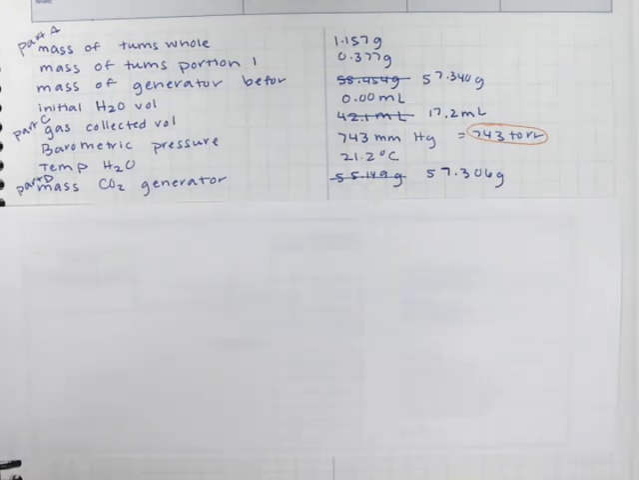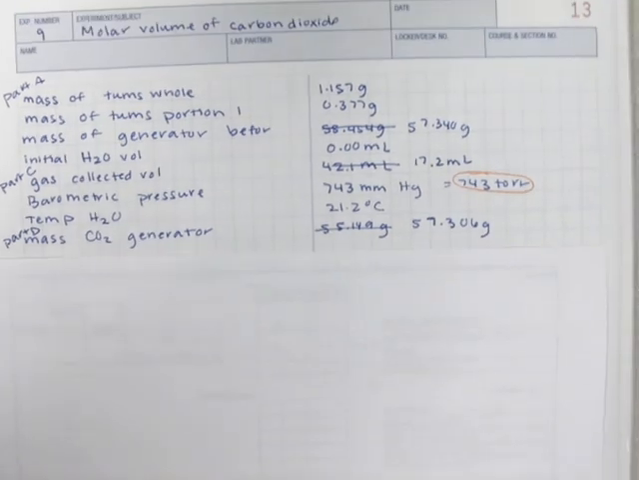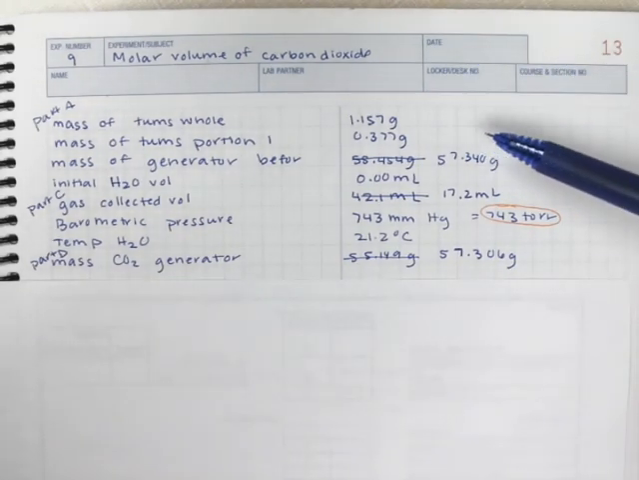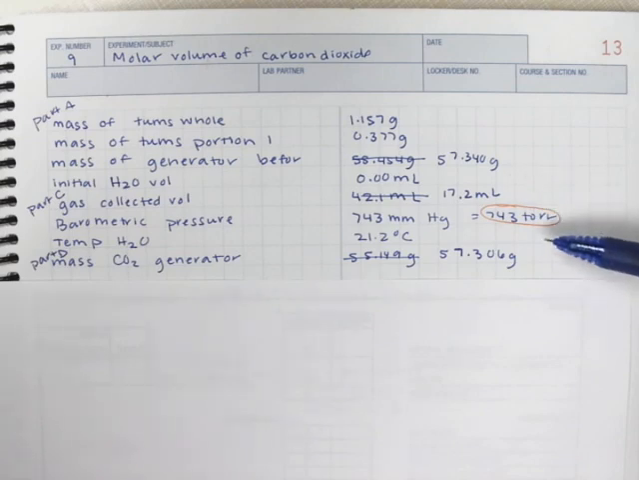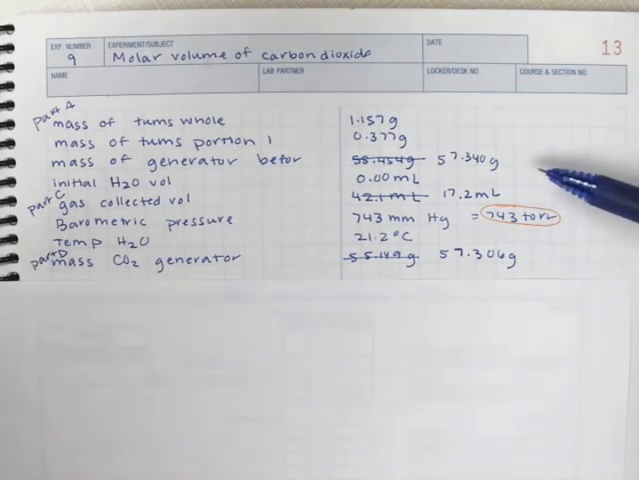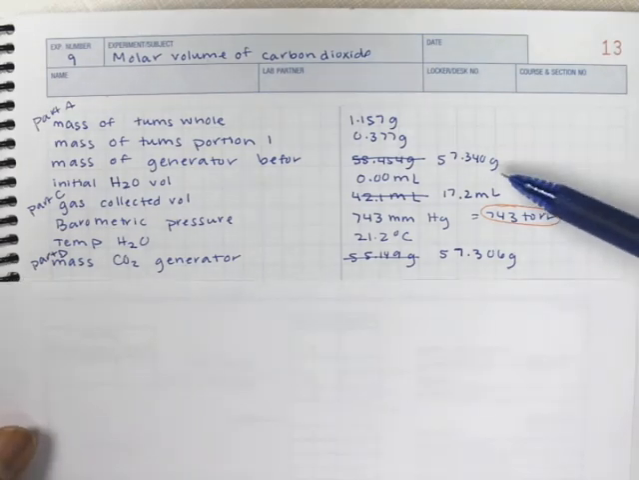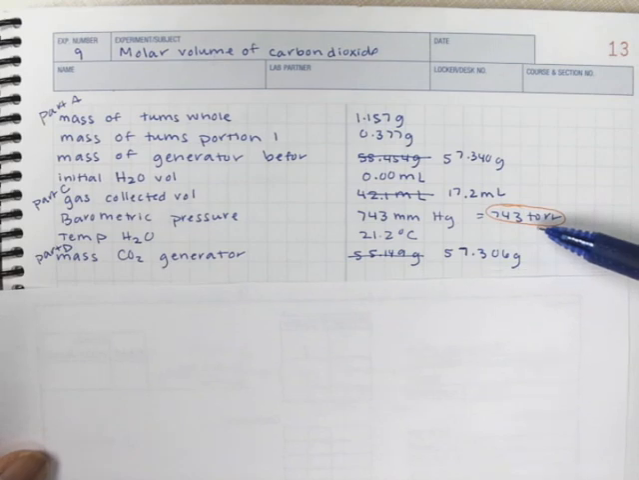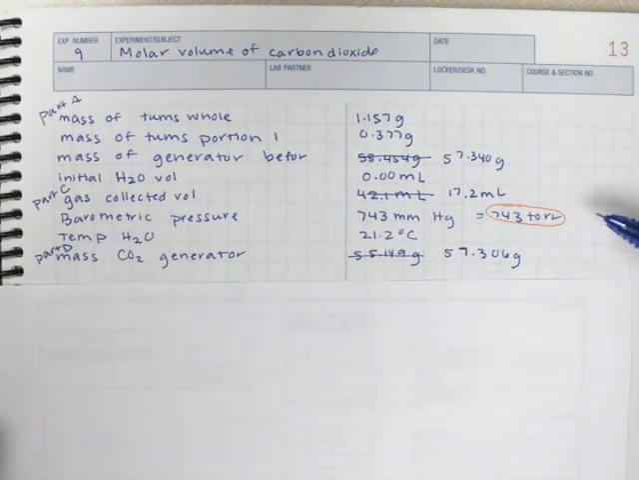Hello, this is the guide to calculations for experiment 9, the molar volume of carbon dioxide. Hopefully for each of the sections your notebook looks a little bit more organized than this. I threw some things together from other data, but with these values, the minimum of these values, you should be able to do your calculations for the lab experiment.